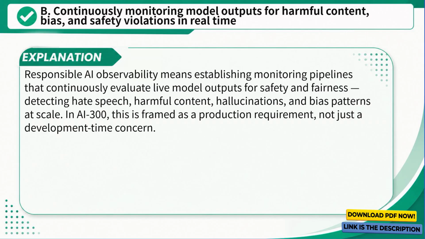Explanation. Responsible AI observability means establishing monitoring pipelines that continuously evaluate live model outputs for safety and fairness, detecting hate speech, harmful content, hallucinations, and bias patterns at scale. In AI-300, this is framed as a production requirement, not just a development time concern.